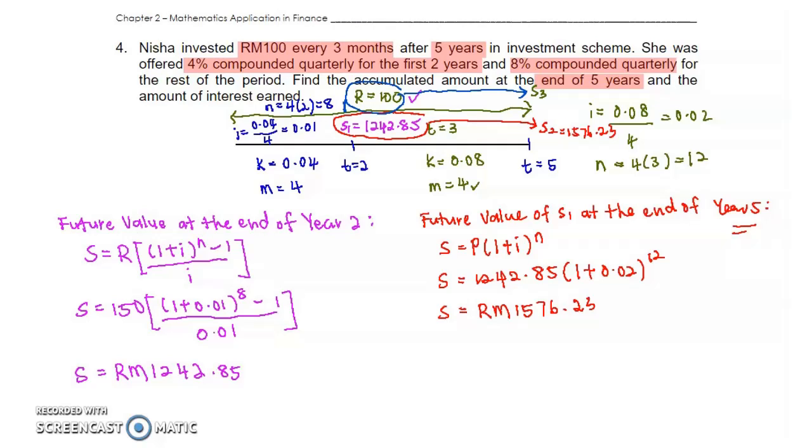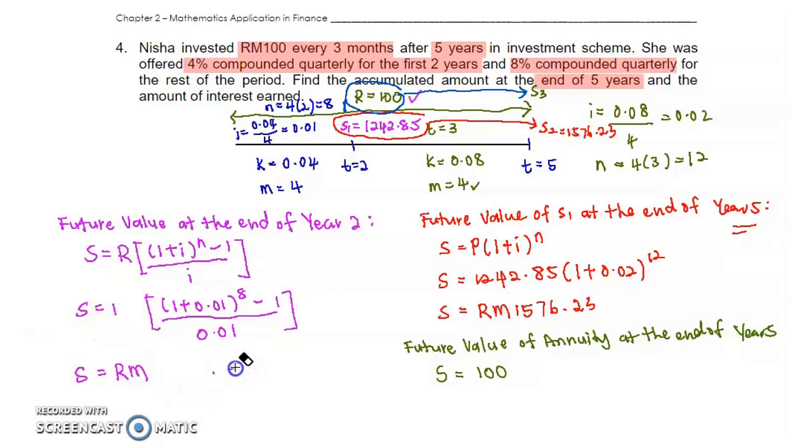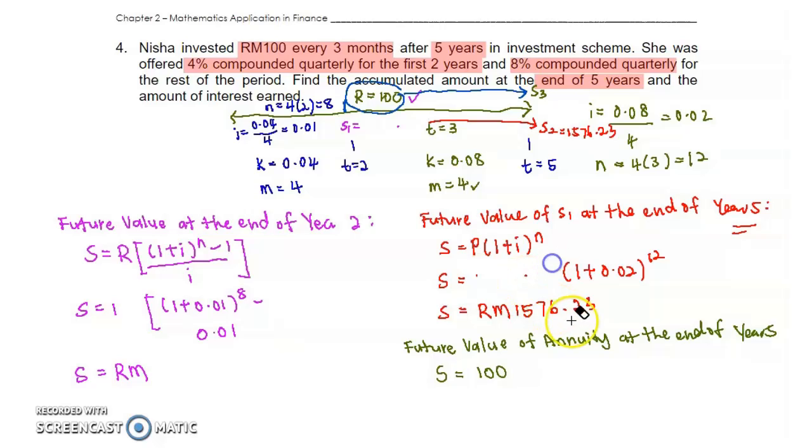So what is S3? Future value of annuity at the end of year 5. So use the annuity formula S equal to R, 100 ringgit. Sorry, this one is a mistake, not 150, it is 100 ringgit. Let me do the correction first. So this value is also wrong. So this is not 1242. So this one is also wrong. So make sure you check one by one, okay?